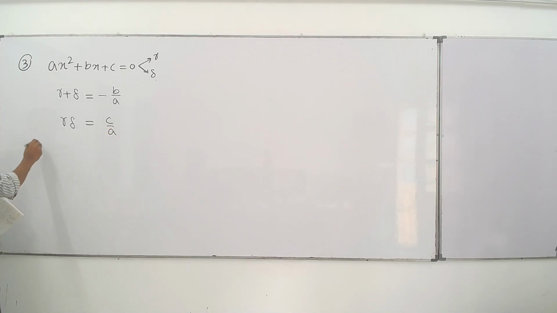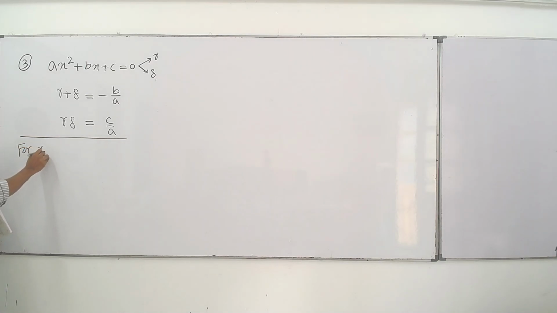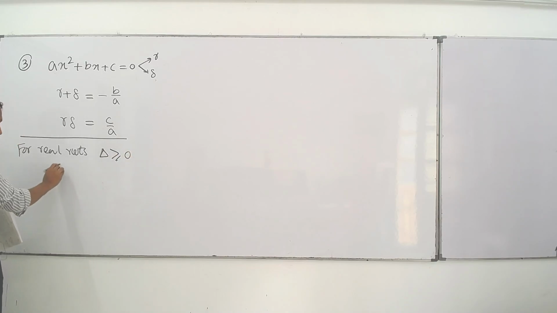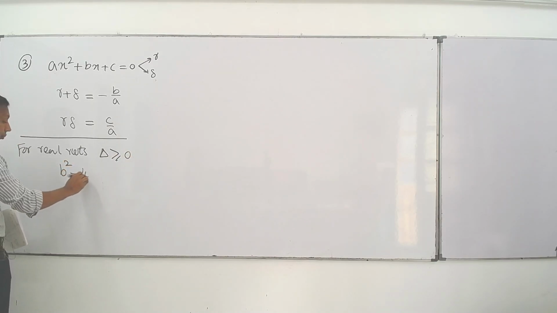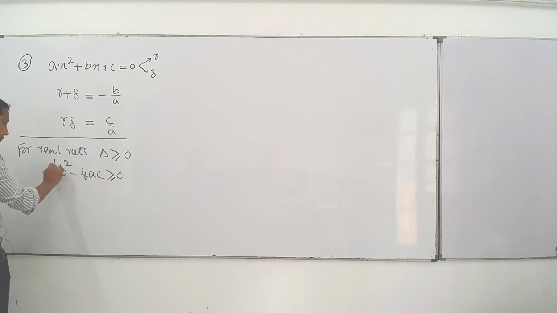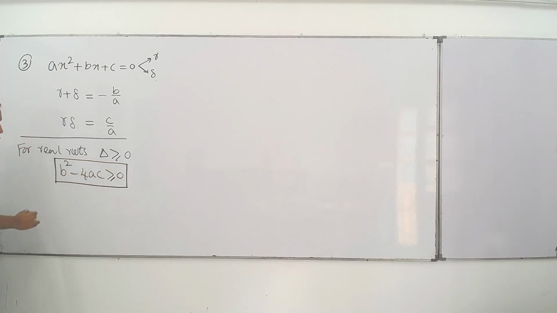Right, then first thing, for real roots, what can we say? Delta greater than or equal to 0. Delta means b squared minus 4ac should be greater than or equal to 0. Therefore, b squared minus 4ac should be greater than or equal to 0 for the roots to be real.